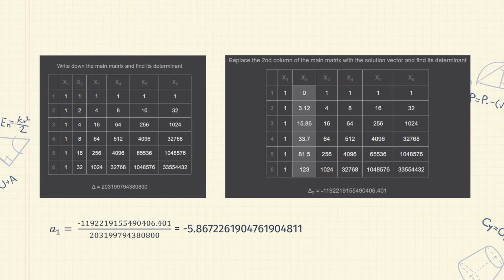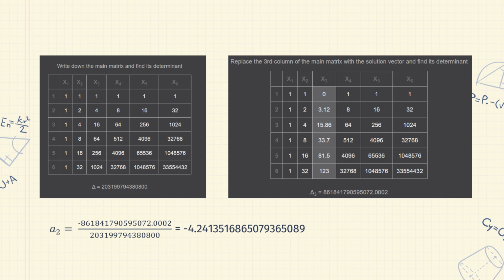Same goes for the second column. We substitute the constants into the second column and find the determinant for each matrix. Then divide it again by the original matrix determinant. Hence, the value for A1 is found, which is negative 5.86072226.